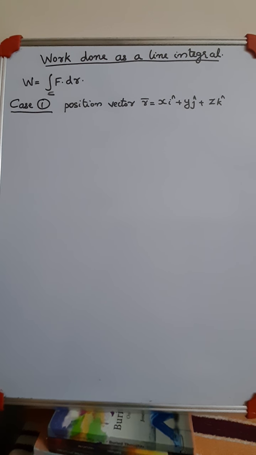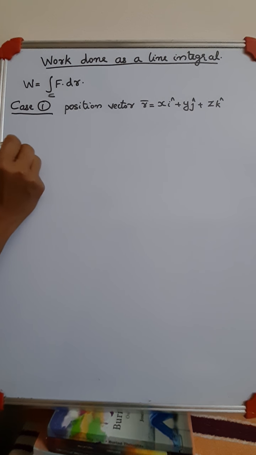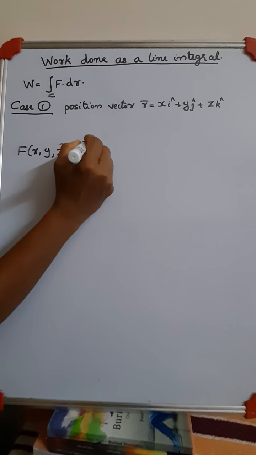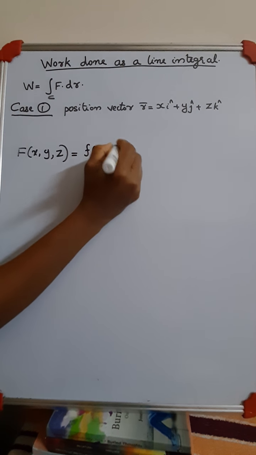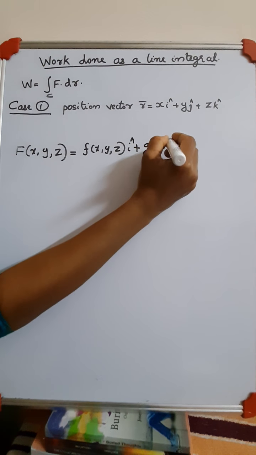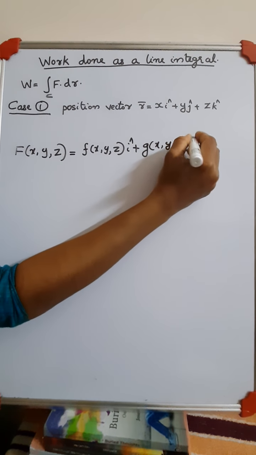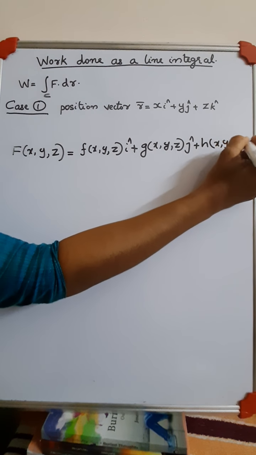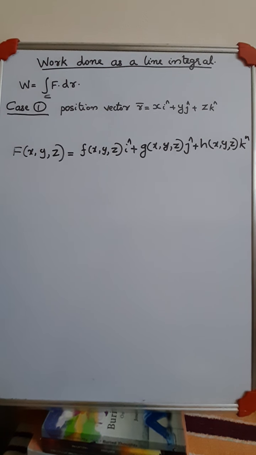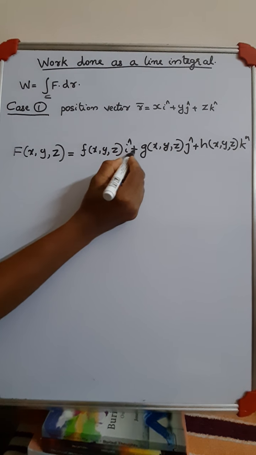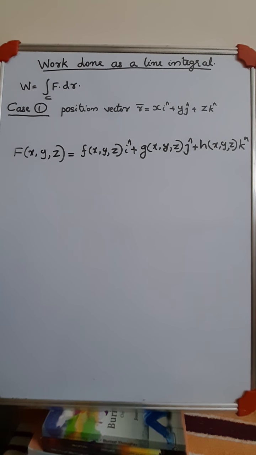Now what is F? F is the force field. It can be written as capital F of x, y, z is equal to f of x, y, z i plus g of x, y, z j plus h of x, y, z k. This is the force field in the three-dimensional case. In the two-dimensional case, capital F of x, y is equal to small f of x, y i plus g of x, y j.